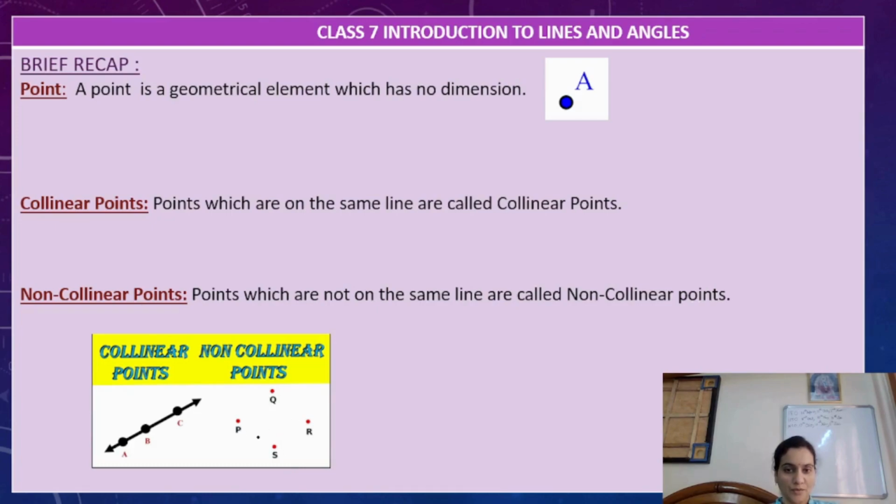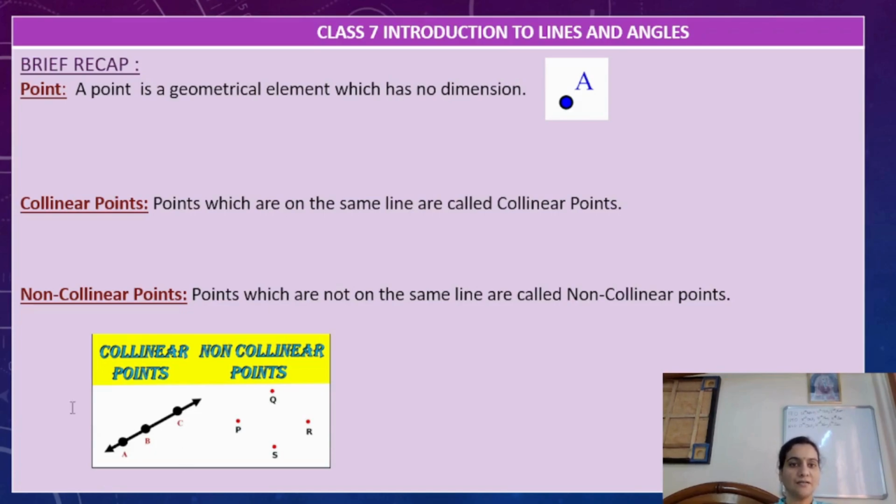If you try to put them in one line, no, they won't come on a line. They may come in a quadrilateral, but that will not be a line. So these points here P, Q, R, S can be considered as non-collinear, and these points A, B, C which lie on one line are called collinear. The word linear comes from line. So collinear means points which are on one line. Non-collinear means those points which are not on the same line.